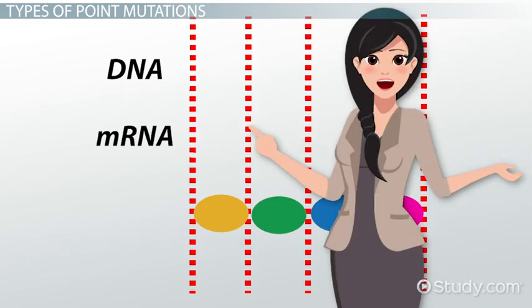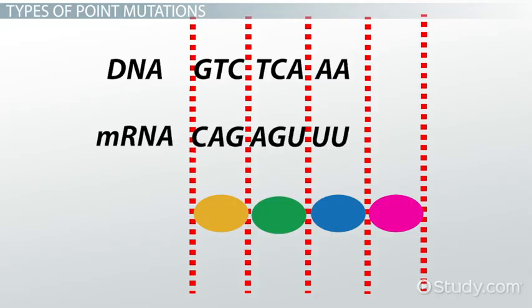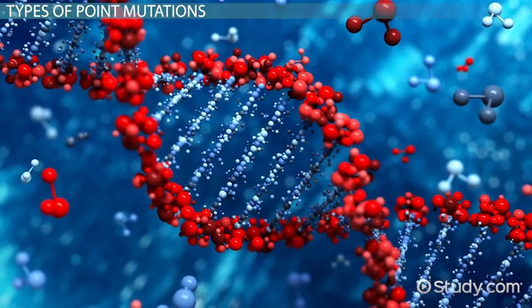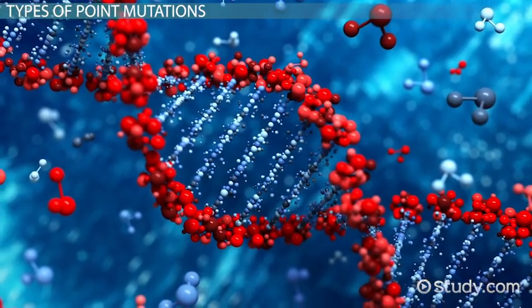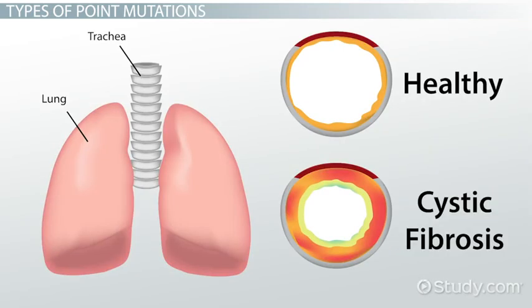Now you have DNA GTCTCAAA, mRNA CAGAGUUU. Instead of leucine, you will get glutamine. Instead of glutamic acid, you get serine. And instead of phenylalanine, you may not get any amino acid, since there isn't a complete codon. You can see how a frameshift mutation can change all of the amino acids in the protein, thus changing the protein itself. Cystic fibrosis is an example of a frameshift mutation.